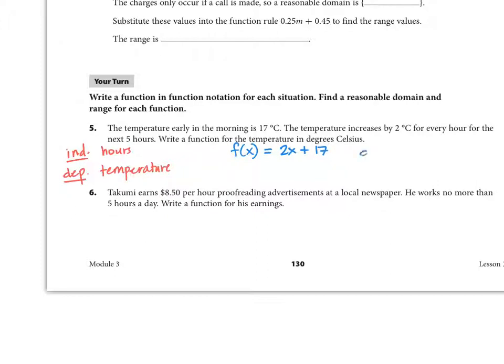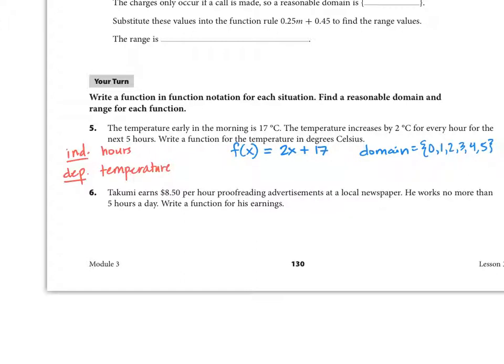We don't need to work these out quite yet, but we want to identify our domain. It says it increases that much for the next 5 hours. So our domain means how many hours make sense in this problem. Well, I could do 0 hours, 1 hour, 2, 3, 4, or 5 hours. It may not increase 2 degrees Celsius after the 6th hour or the 7th or even the 10th or 15th hour. That wouldn't make sense. So that's not in your domain.